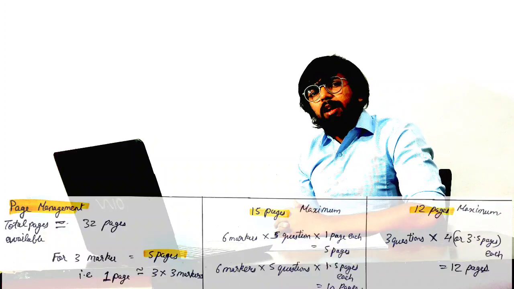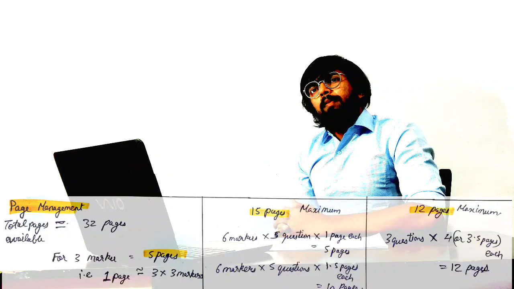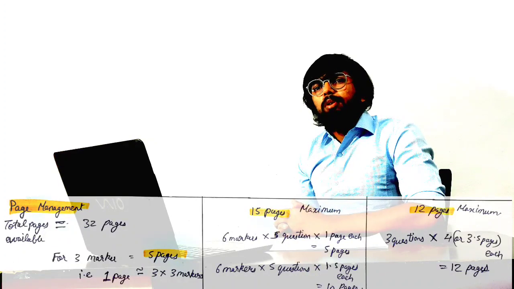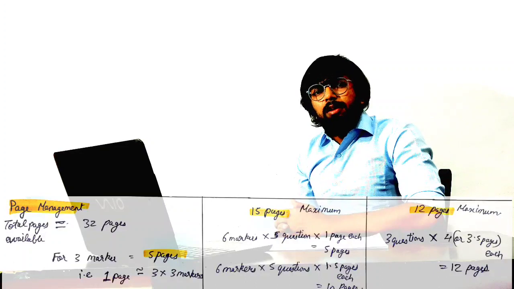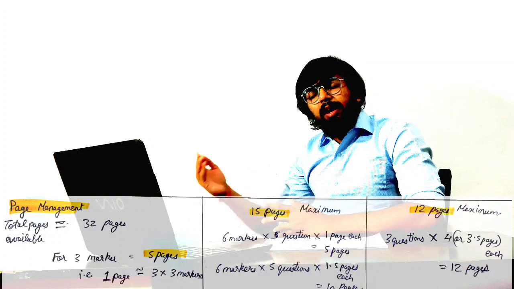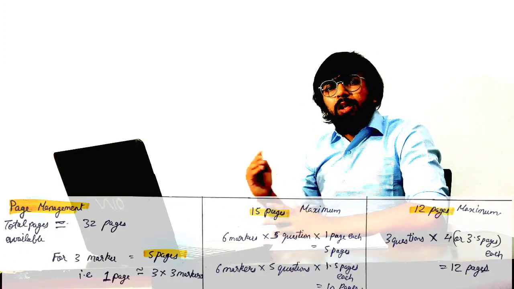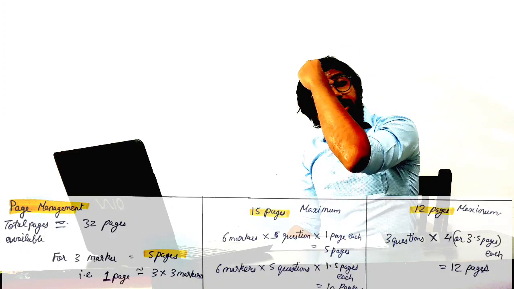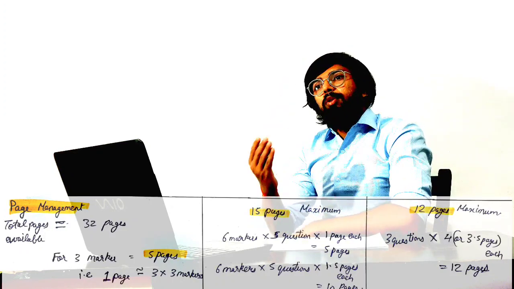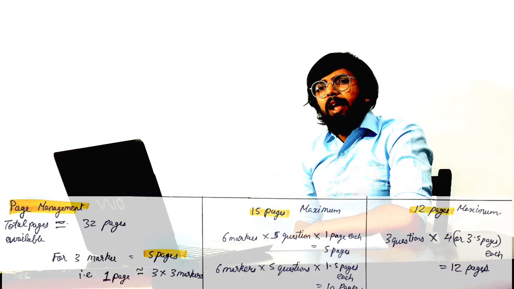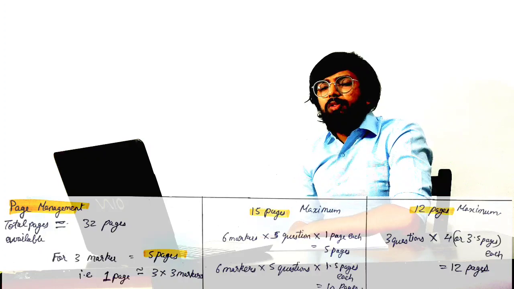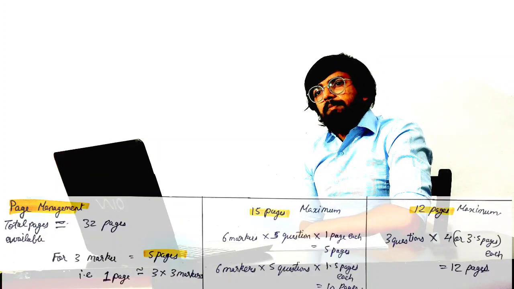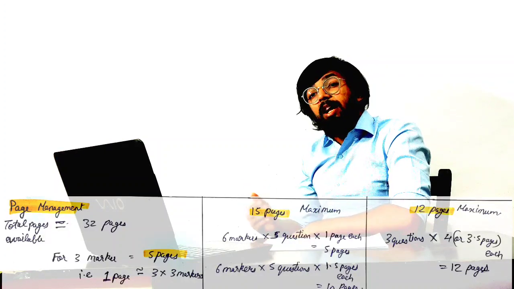So for writing 15 3-markers you will require at least 5 pages. Then you have to write 10 6-markers. If you write one 6-marker a page, you will require 10 pages. And for the 15-markers, if you require 3 pages for one, then you will require a total of 9 pages. So that comes to 5, 10 and 9, which is 24 pages. Still we are left with approximately 8 pages more.